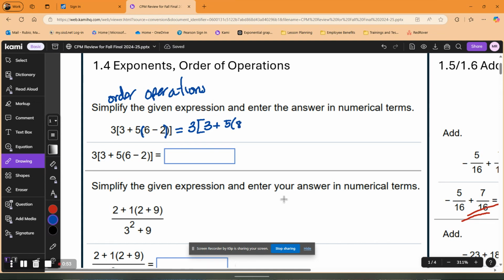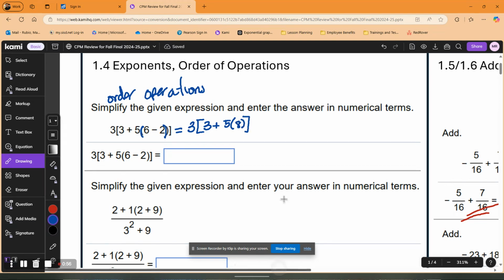6 minus 2 is 8. Remember, I do everything inside the parentheses first. And then 3 plus 5 times 8 here. 5, 10, 15, 20, 25, 30, 35, 40. Then I have to add first before I multiply. Do this first, everything inside the parentheses first. 3 times 43, and now it's just 3 times 43, and you figure out what that is.